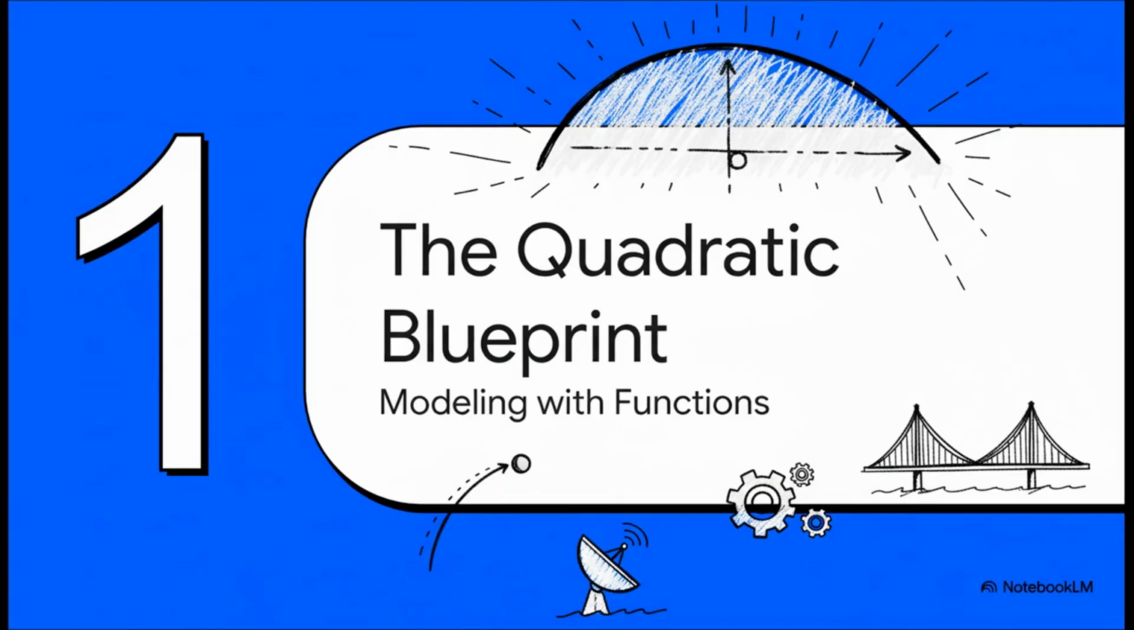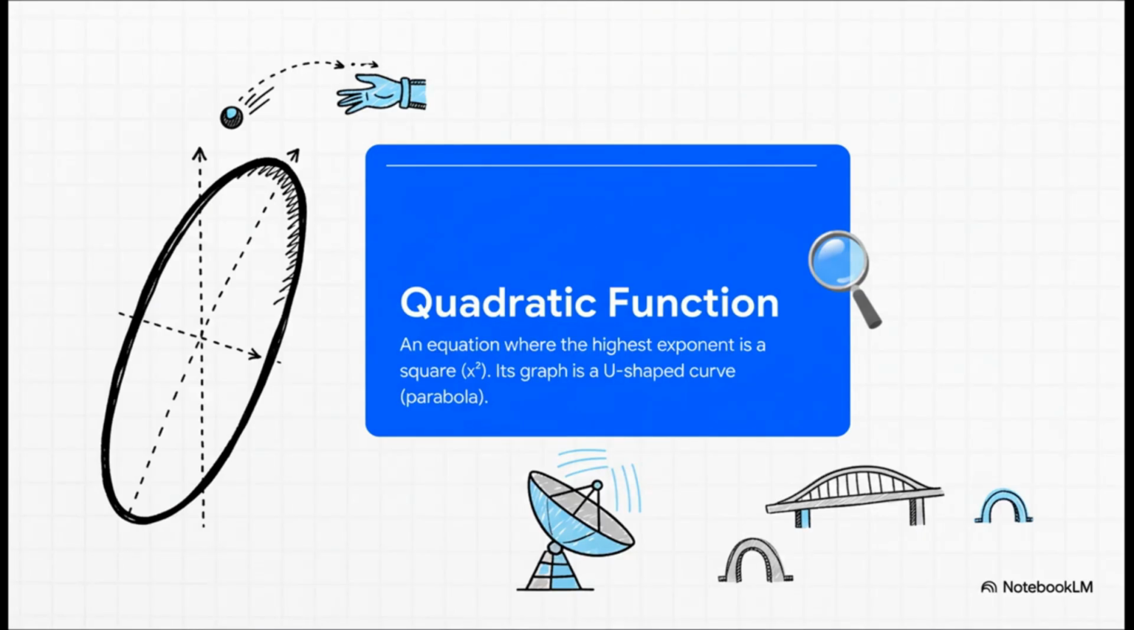All right, so what is this secret blueprint? It's got a fancy name, a quadratic function. Now, don't let the name scare you off. The idea behind it is actually super powerful. And you'll see, it's way simpler than it sounds. Okay, so what is it? A quadratic function is basically just any equation where the star of the show is a variable that's squared. Like x to the power of 2. And the cool thing is, whenever you graph one of these, you get this perfect, beautiful, U-shaped curve. It's called a parabola. And trust me, that shape, it's the key to everything.